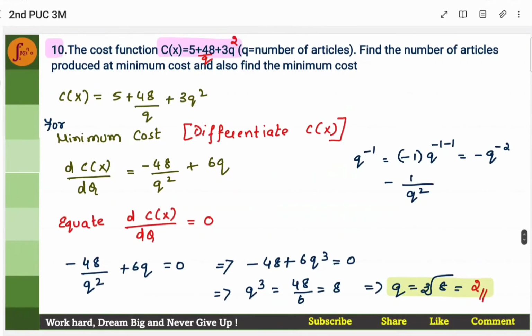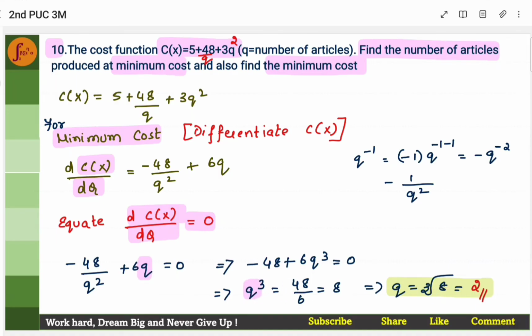The next problem. Again, the cost function is given. You have to find the number of articles. Q given here is the number of articles. You have to find the number of articles produced at minimum cost, and you have to find the minimum cost. So minimum cost means what? You have to differentiate cost. So you'll get this expression. Now you equate this expression to 0. When you equate, you'll get the value of Q.